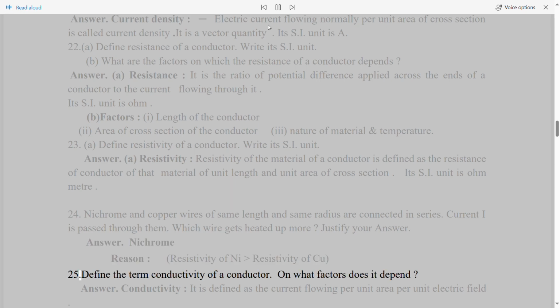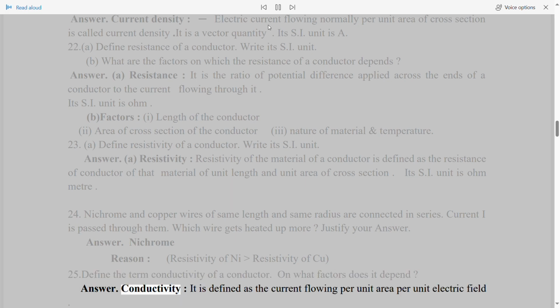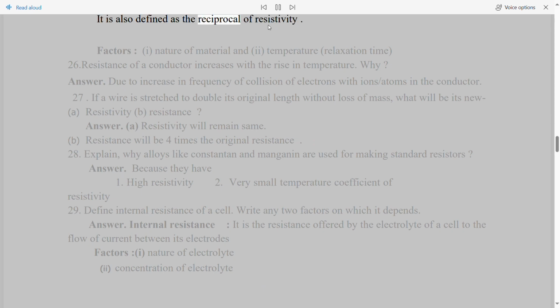25. Define the term conductivity of a conductor. On what factors does it depend? Answer. Conductivity. It is defined as the current flowing per unit area per unit electric field. It is also defined as the reciprocal of resistivity. Factors: 1. Nature of material and 2. Temperature.